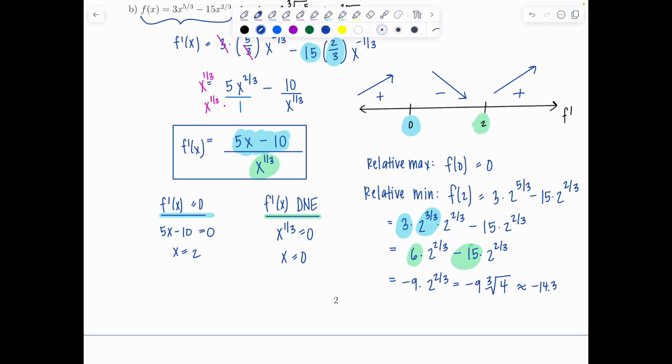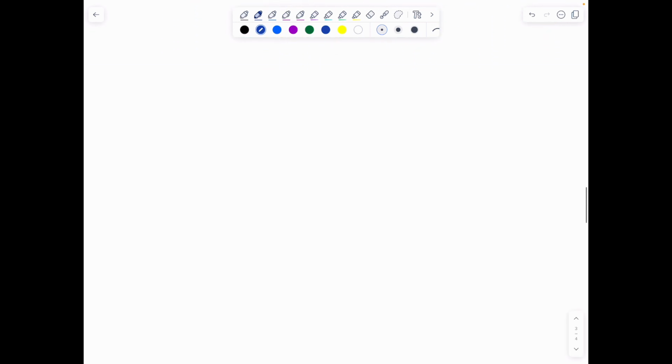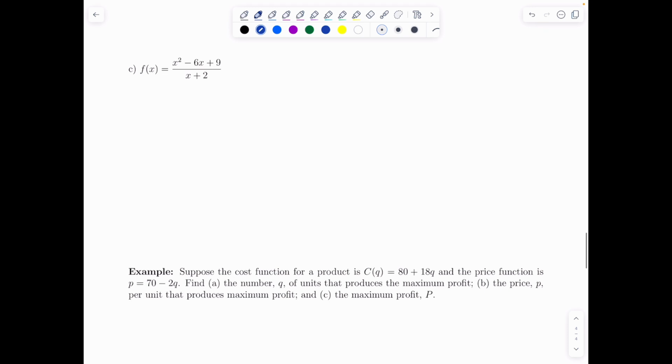All right, let's look at another kind of function. I thought I was going to need more space, but I didn't. So here we go. F of x is x squared minus 6x plus 9 divided by x plus 2.